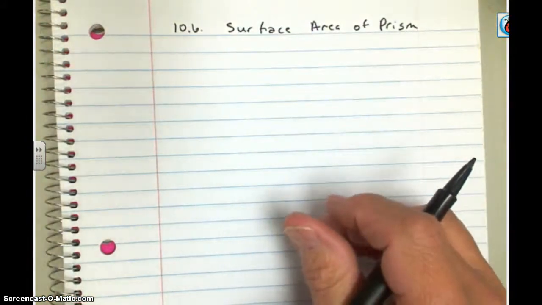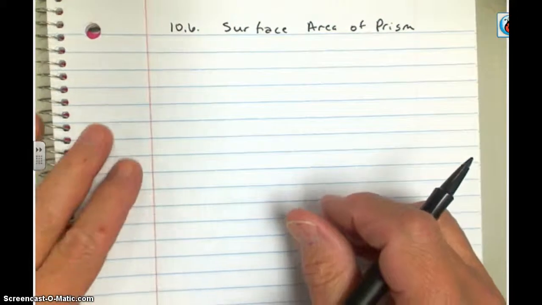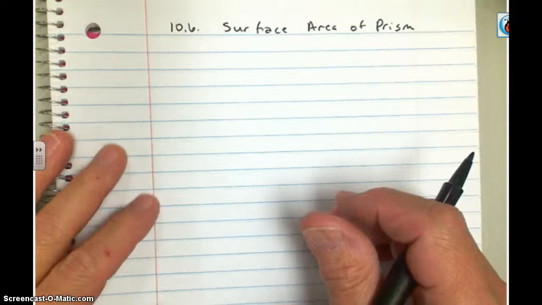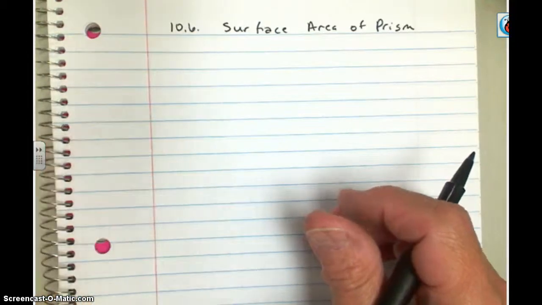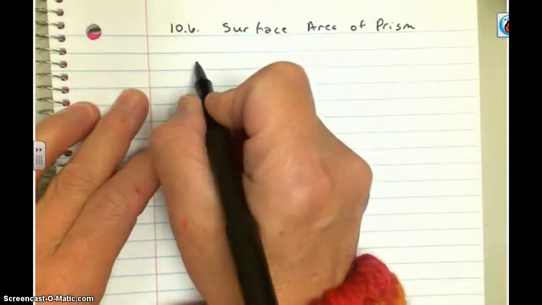We've already found the area of different polygons, and we found the area of a circle. And so now what we're going to do is find the surface area of a prism, which means that we're going to find the area of a multi-sided shape. So let's begin by drawing a prism.